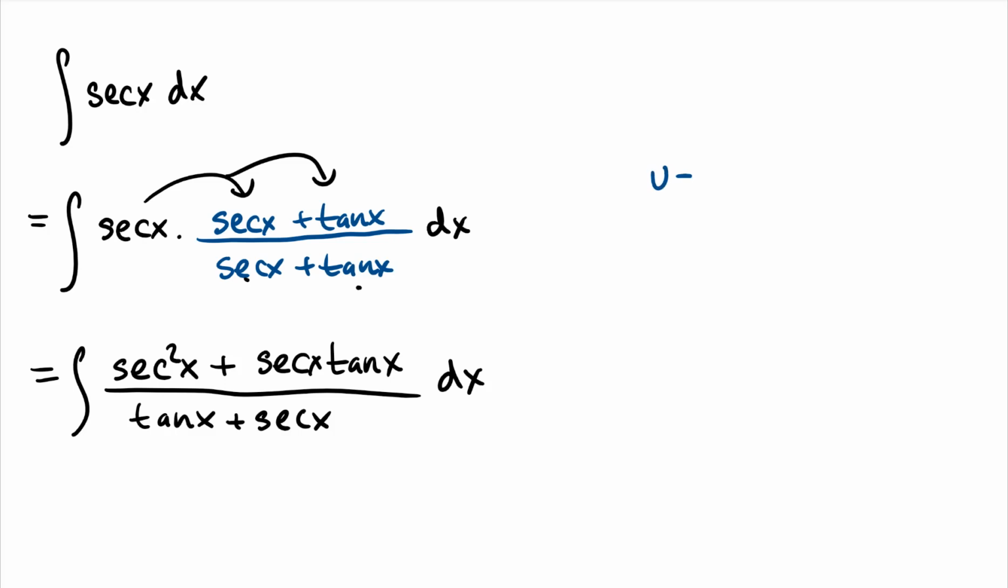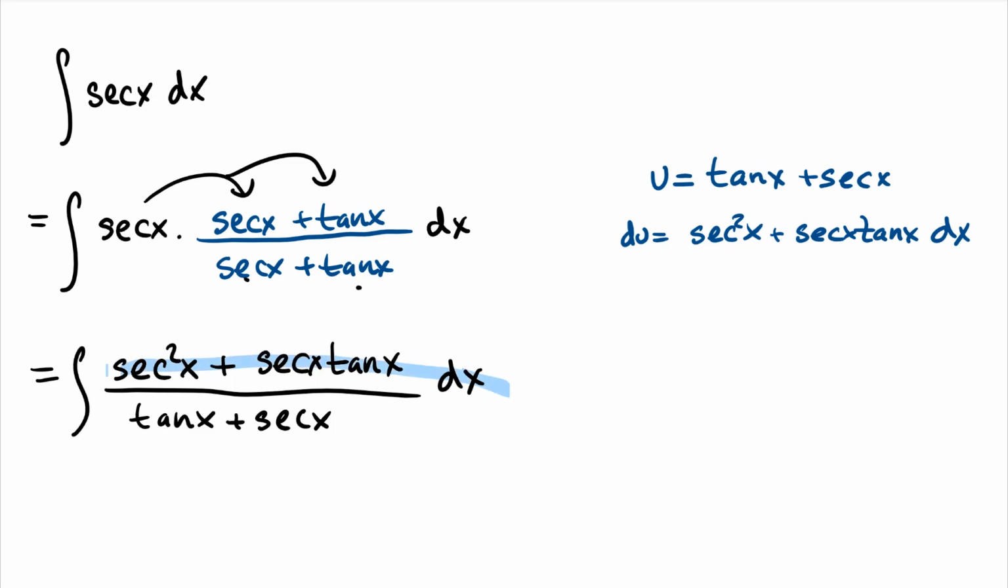All right, so now we're going to just say that u is equal to the denominator. And then du is, well, the derivative of tangent is secant squared. Hey, that's the first term. Plus the derivative of secant, which is secant tangent. Oh. Hey, that's exactly what we have written up top. What a nerd. Huh? So we get 1 over u du.